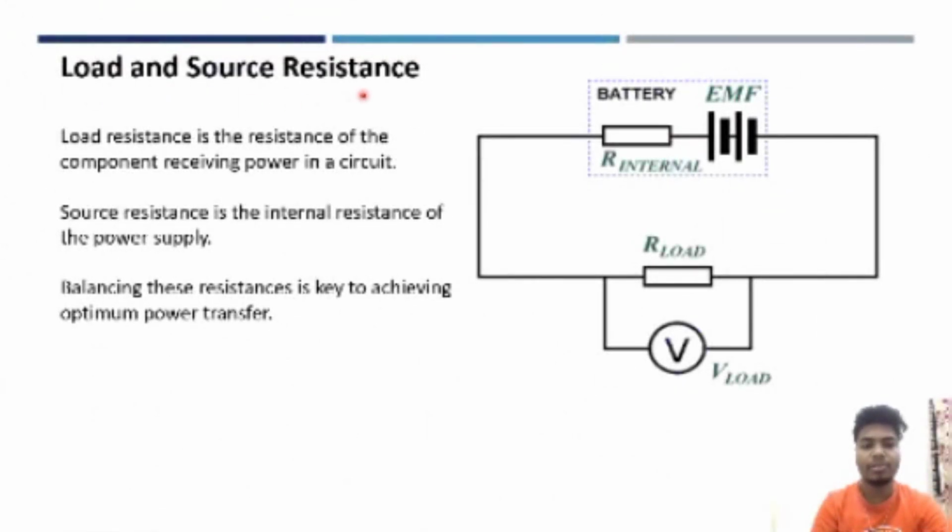Load and source resistance. Load resistance is the resistance of the component receiving the power in the circuit. Source resistance is the internal resistance of the power supply. Balancing these resistances is the key to achieving the optimum power transfer. Here, the circuit consists of EMF of battery and internal resistance, load resistance, and load voltage.